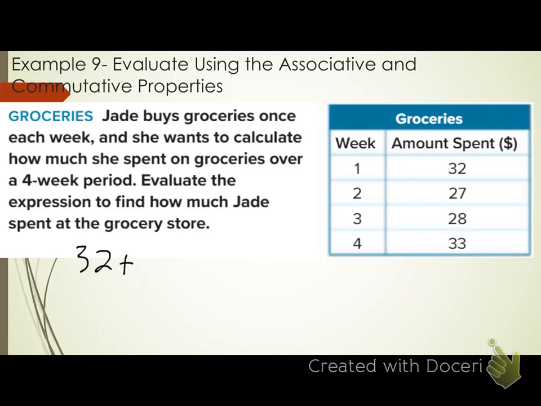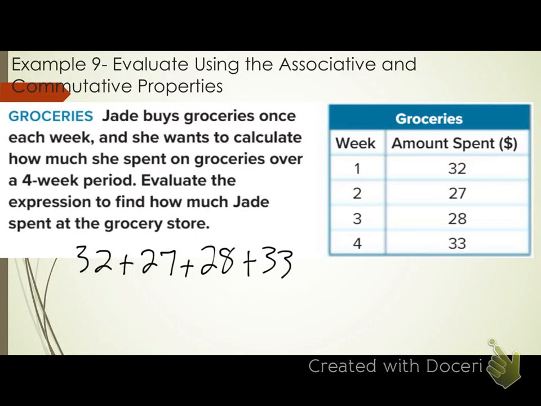32 plus 27 plus 28 plus 33. Everyone good with that? To find the grand total she spent over the 4 weeks, I add up all her grocery bills from those 4 weeks. Questions there?